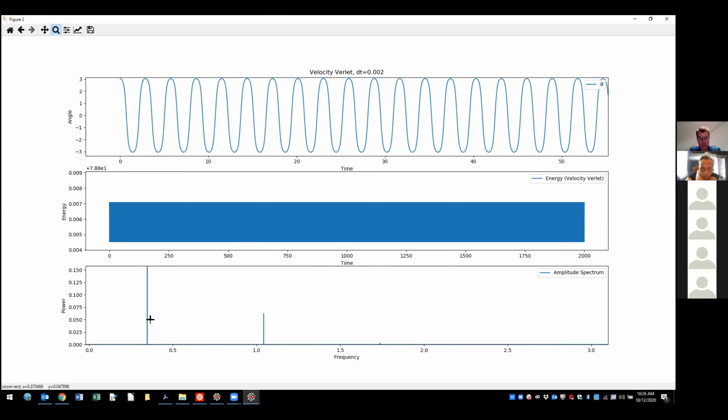And sure enough, we see something at a frequency of about 0.35. And 1.05 is 3 times 0.35. And 1.7 something is a little more than 5 times 0.35, but that's to be expected.